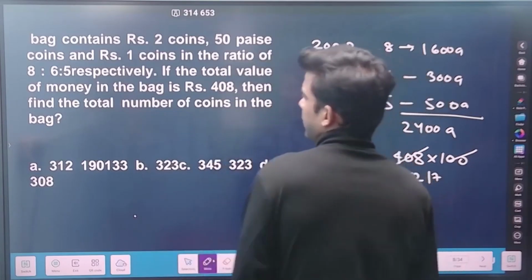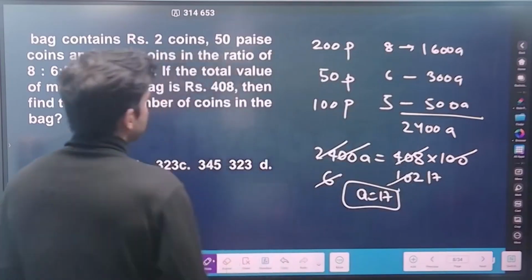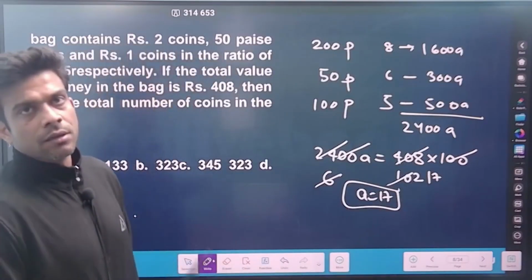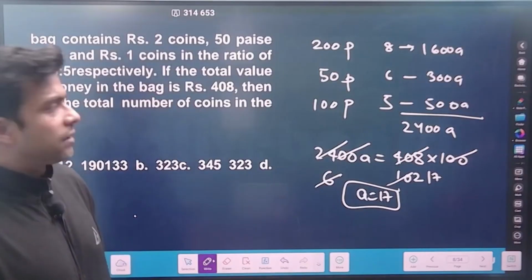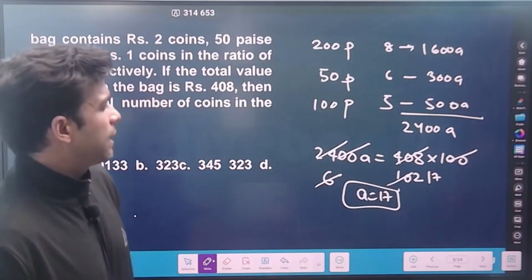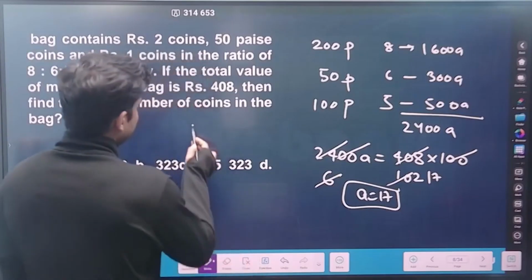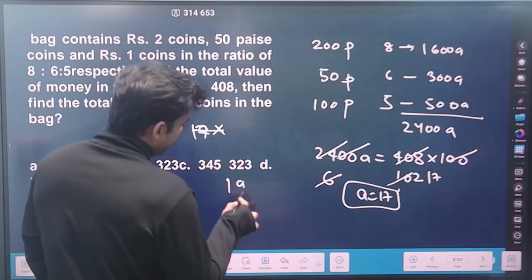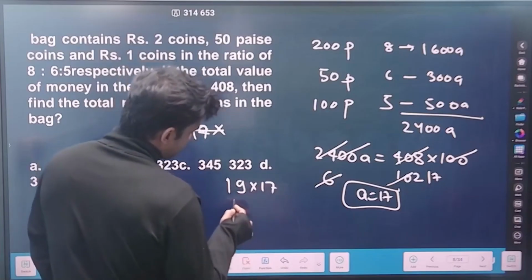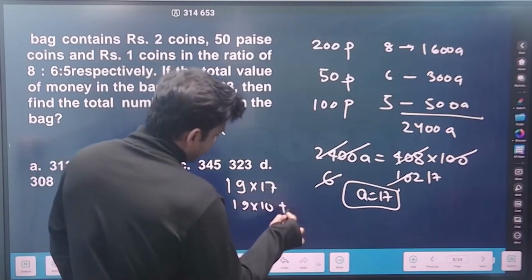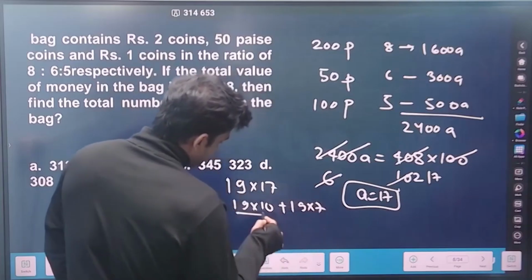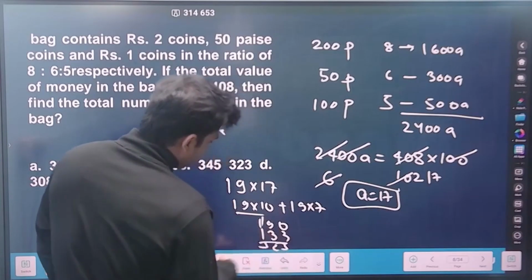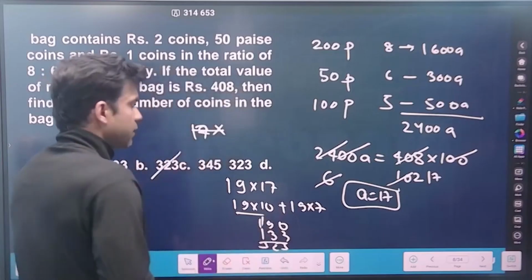If the value of A is 17, they are asking to find the total number of coins in the bag. So the total number of coins is how much? 8 and 6 is 14, plus 5 is 19. So we are having 19 coins, 19 into 17, which is 19 into 10 plus 19 into 7. So this is 190 plus 133, having 323. Answer is option number B.